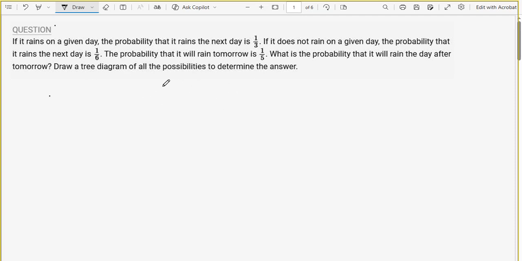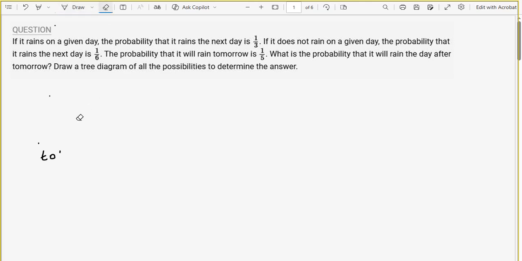Look at this. You need to first make sure that you understand the statement. If it rains on a given day, the probability it rains the next day is 1/3. So look at this. On a given day, if it rains on a given day, that's today. So this is where we're going to start. Today.